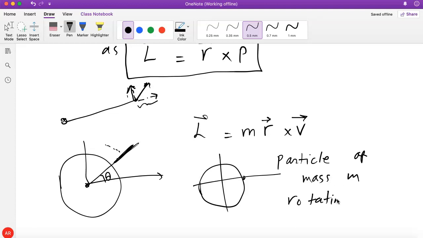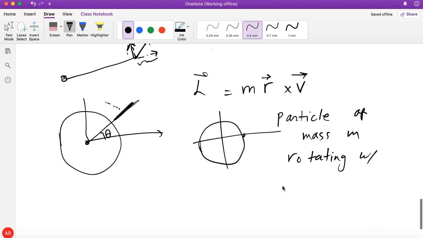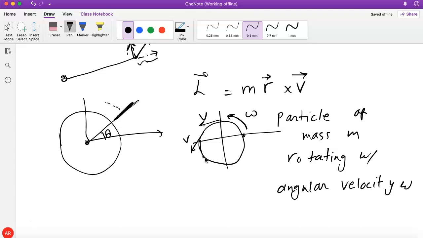A particle of mass m rotating with angular velocity omega. So it's doing a perfect rotation with angular velocity omega. Well, then the vector v is always tangent to this circle, right? And has a length equal to r omega.